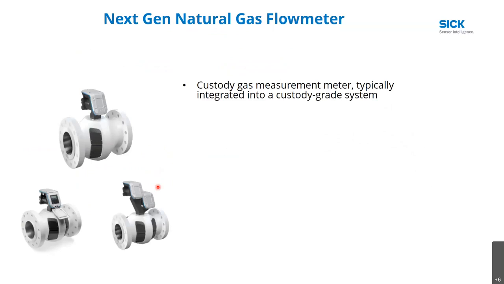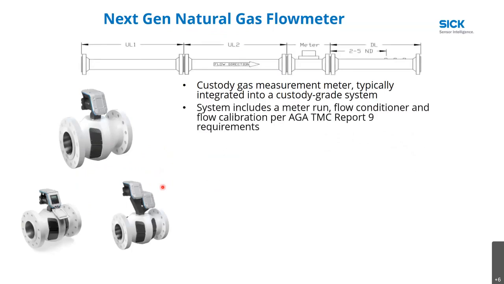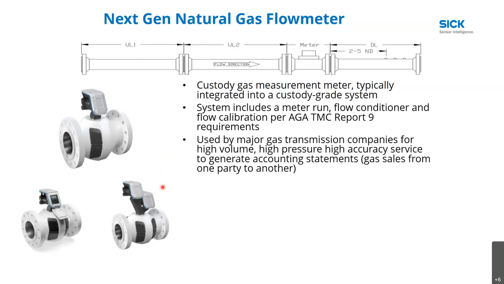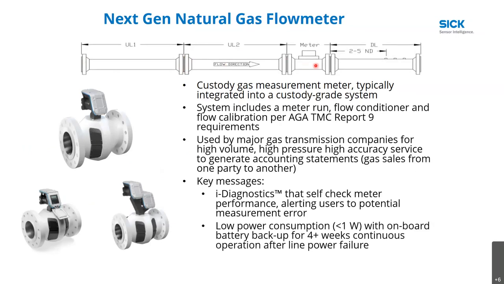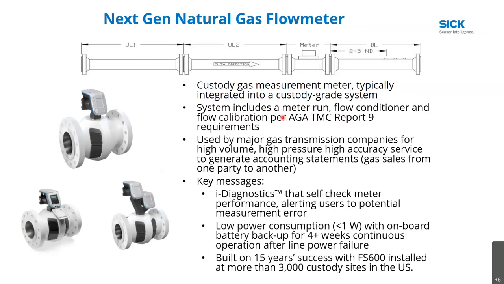So again, this is the next generation natural gas meter, mainly for custody flow measurement, and typically integrated with a custody grade system. Here you can see an installation that you normally see, which includes the meter run, which is all this section here, with the flow conditioner upstream of the meter itself. And of course, it will be flow calibrated to meet AGA requirements, or recommendations, I should say. It's used by major gas transmission companies for high volume, high pressure, high accuracy service for generating accounting statements.